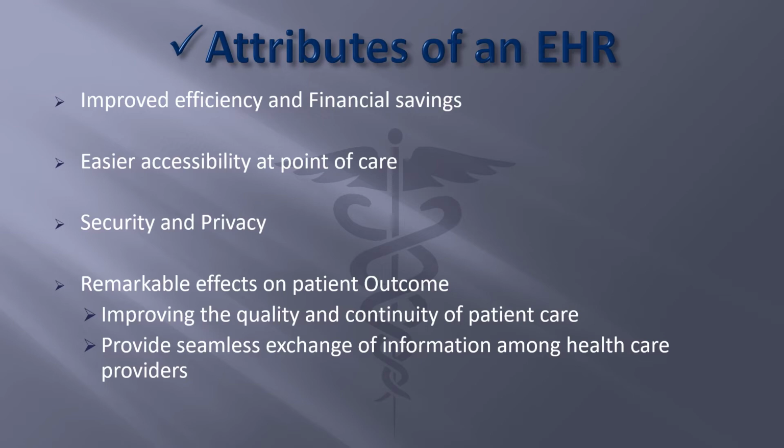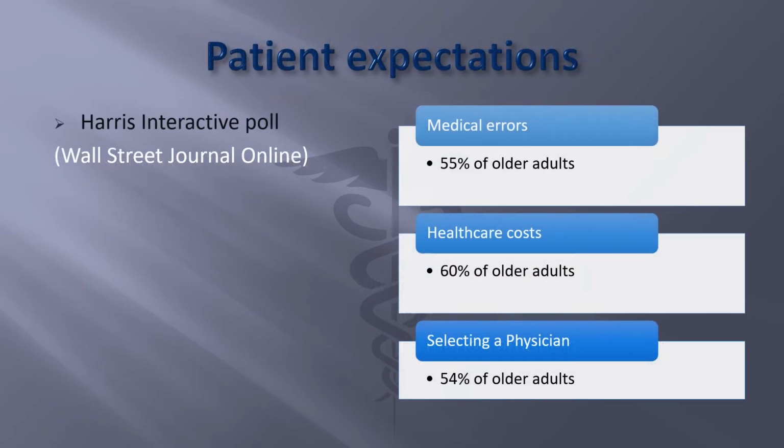Next is objective number 4, the acceptance of the public. The general public is favorable toward electronic health records. And we can see 55% believe it will reduce medical errors, 60% the reduction in healthcare costs, and 54% agree it will influence their decision on selecting a personal physician.